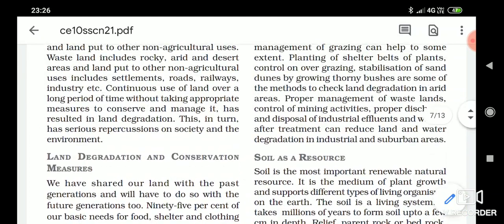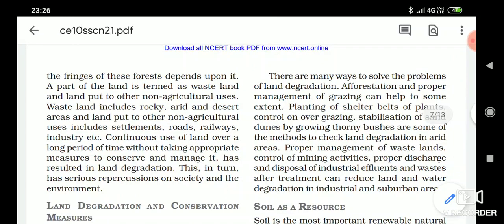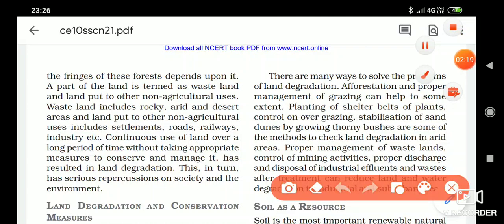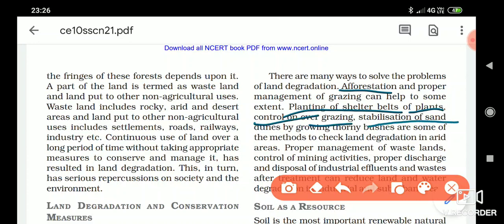so here are some points on what measures need to be taken to avoid soil erosion. As we know, afforestation, to plant trees, planting shelter belts of plants, controlling overgrazing, and stabilization of sand dunes by growing thorny bushes. So what are these shelter belts?